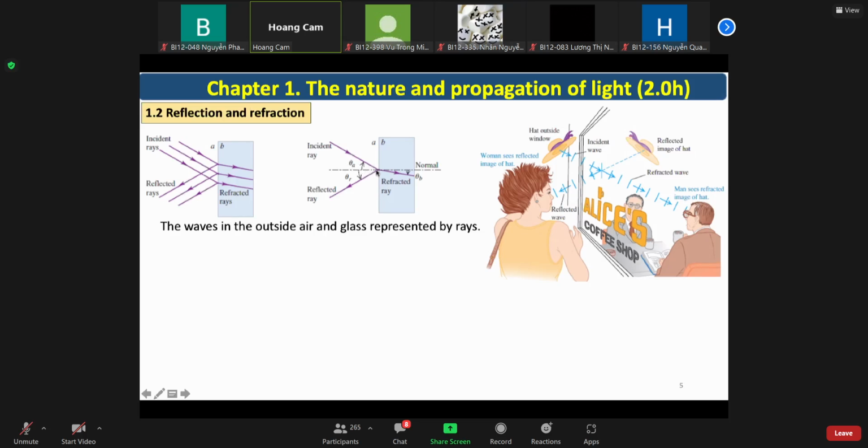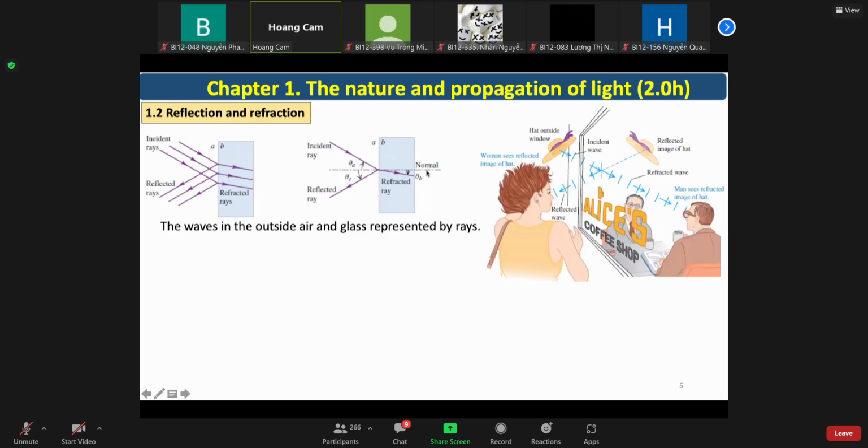And for sure, the angle of reflection, theta R here, or we can say the reflected angle. So we've got the reflected ray here, and the angle created from the normal to the reflected ray. This is what happens in the so-called reflection.